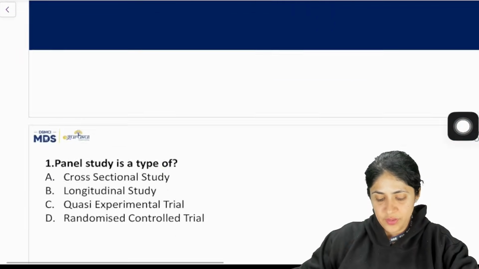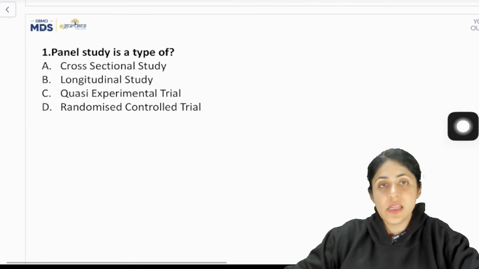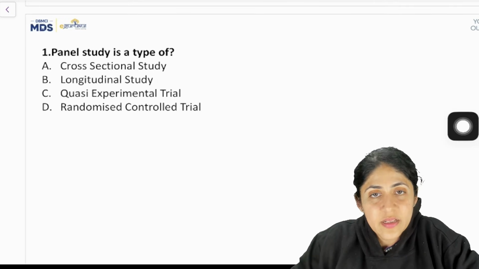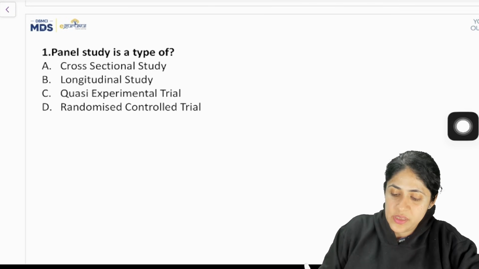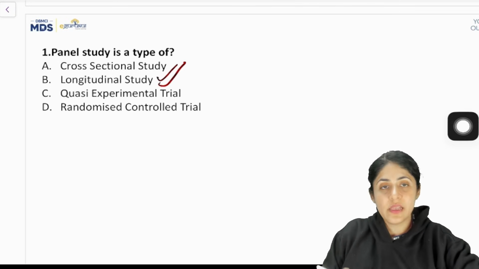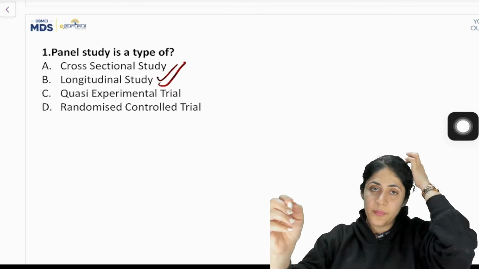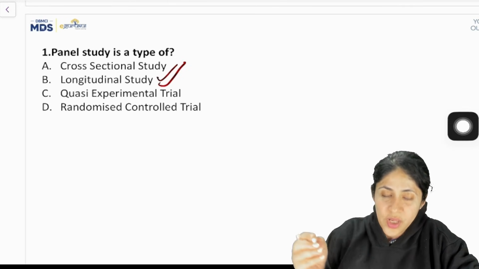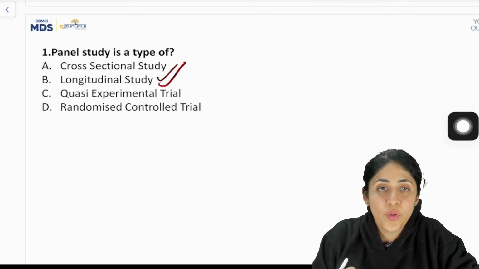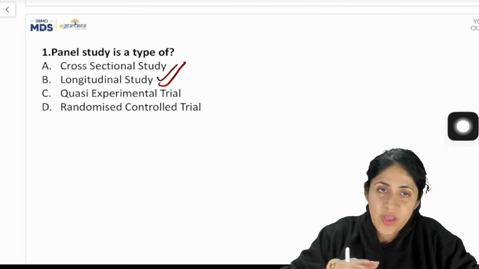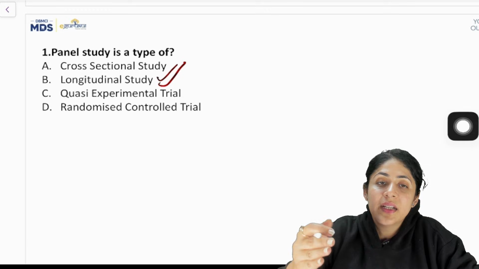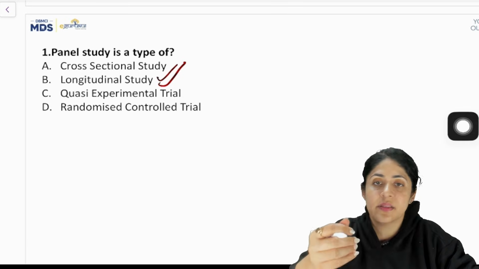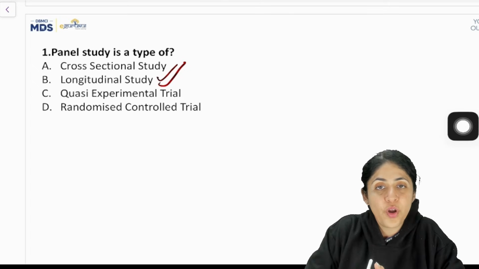The first question says: panel study is a type of... So panel studies are a type of longitudinal study. What does a panel study do? Panel studies are a particular design, a type of longitudinal study in which the unit of analysis is followed. Whatever your unit is, it is followed at specific intervals for a long period, often many years. The individual is followed for a long time.